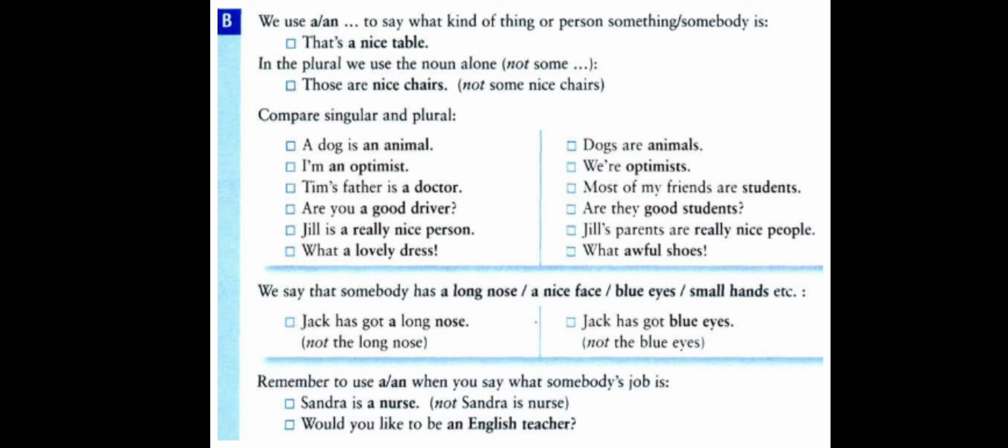Would you like to be an English teacher? Teacher is singular. That's why we use the article an. An here is used because it is followed by the letter E in English. If we want to say one single teacher, we say a teacher. But if we use the adjective English before teacher, then we must change the article a into an, because what is the first letter that comes after an? It is E. E is a vowel, and a vowel is preceded by the article an, not a.